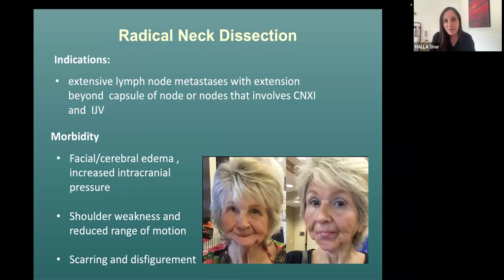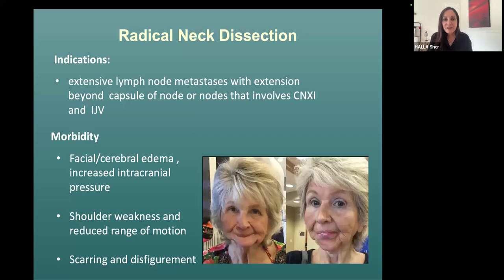The indications for a radical neck dissection are extensive nodal disease with extracapsular extension and typically involvement of the accessory nerve and the internal jugular vein.